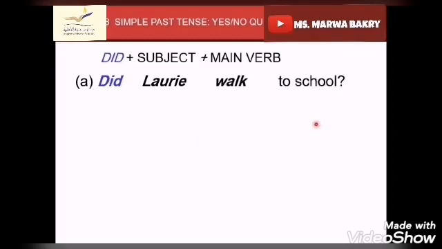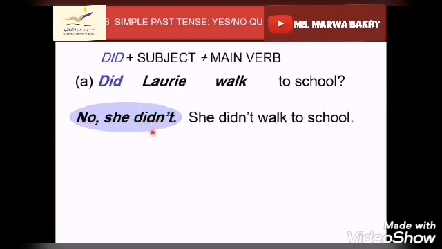But if we say, did Laura walk to school? The answer, no, she didn't. Take care, my students. When we begin the answer with no, don't forget to add the apostrophe t, or not, to did. No, she didn't. This means that she didn't walk to school, okay?